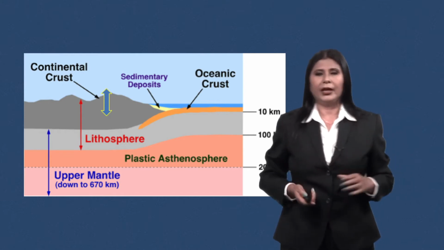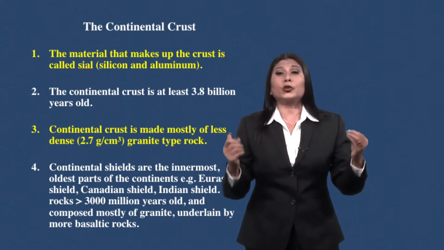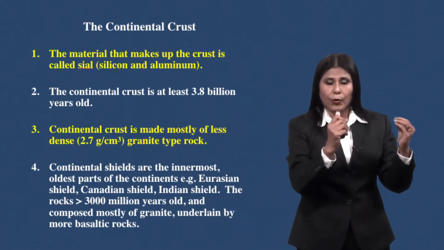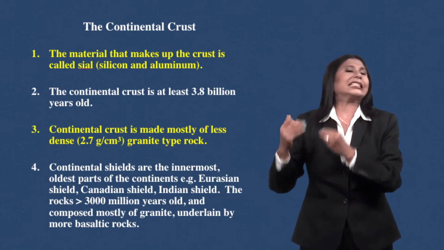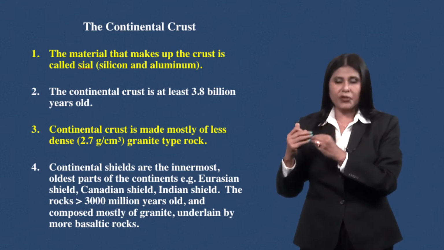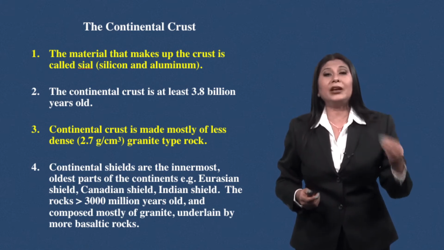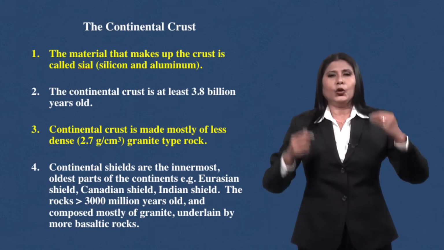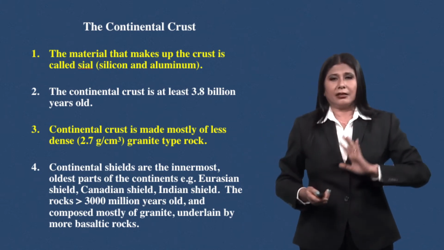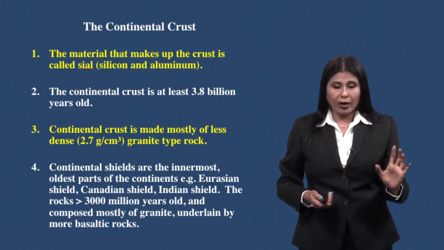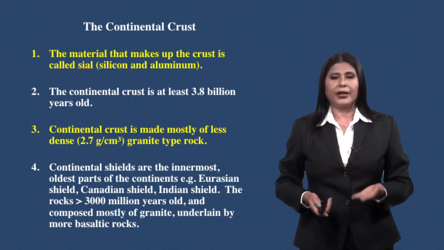The continental crust, the material that makes up the crust, is called Sial, which is for silicon and aluminum. These are the two minerals that are the abundant composition of the crust. The continental crust is at least 3.8 billion years old. Continental crust is made mostly of less dense granite type of rock with a density of 2.7 grams per cubic centimeter.